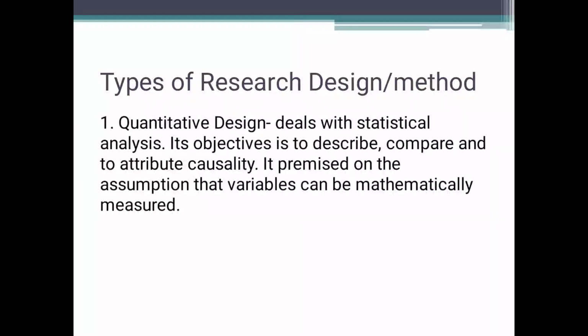So, ulitin ko, magdi-describe ka ng property ng isang data or ng population mo or ng sample mo. You will compare the samples, the groups, and then the characteristics of the group, and attribute the causality kung isang variable ba ay nagko-cause ng effect to another variable. Ang premise po nito is that lahat ng variable natin can be represented by a number. So, pwede siyang i-represent by a number.